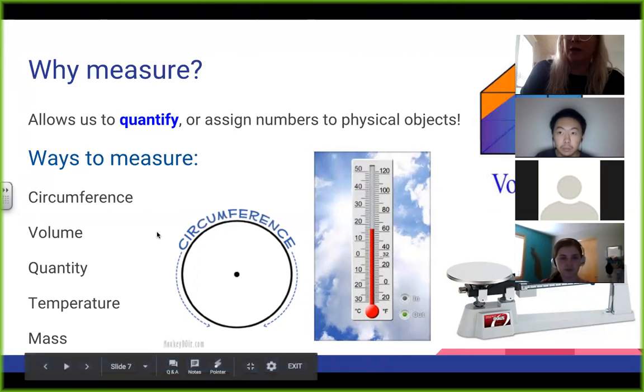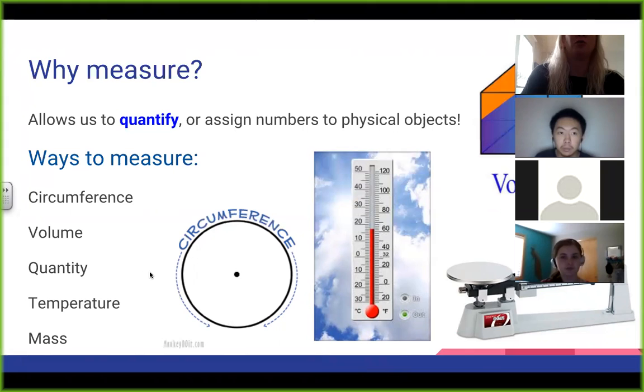So there's a lot of different ways to measure, and you might even recognize some of these terms from math. We can measure circumference, right? We can measure volume. We can measure the quantity, so how many of something there are. We can measure the temperature, the mass, right? So some of these should sound familiar. And when you're designing experiments, it's very important to think about what you're going to measure, or your dependent variable. What are you going to measure and how are you going to measure it?